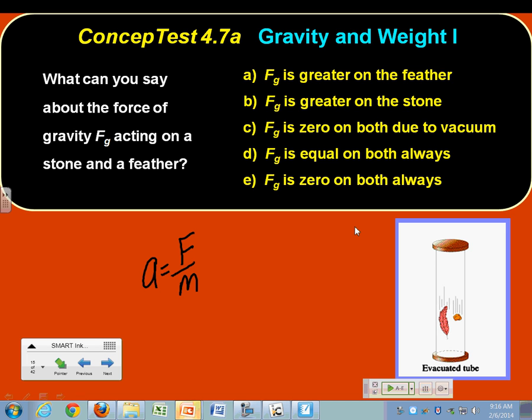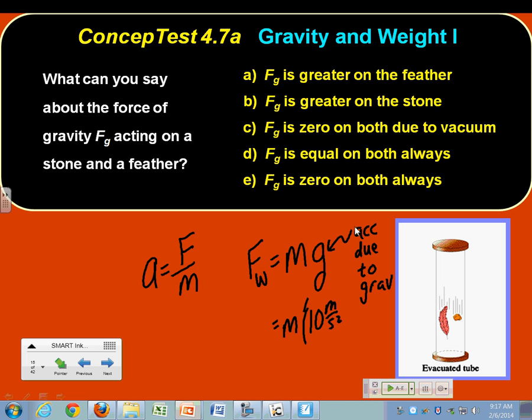It's equal to 10. And so I can calculate the force due to weight is equal to m times the acceleration due to gravity. And so that's equal to m times that acceleration, which is in meters per second squared. All right? So because the stone has a larger mass, it also has a larger weight. That's obvious, right? Yeah, somewhat. Well, let's try this next one.